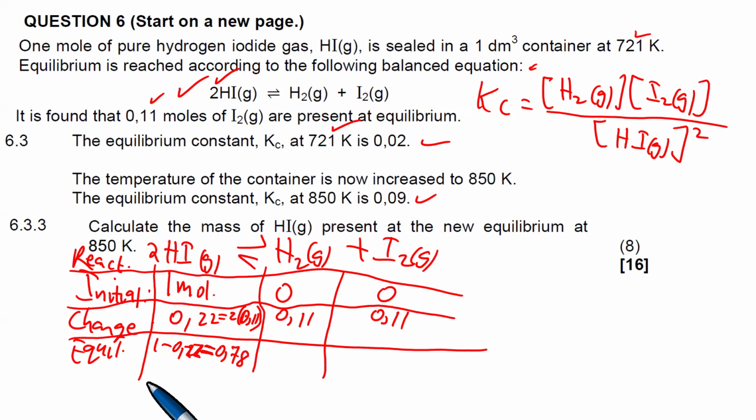Okay, let's continue. Let's look at what happens, because it's found that these are present at equilibrium. What is being noted will be the fact that you would have the 0.11. But now let's take a look at what happens here. And this happens at what temperature? At 721 Kelvin. Okay, now there is another temperature, at 850 Kelvin, let us analyze together. And obviously we're going to have a new Kc, and we need to record data for that part.